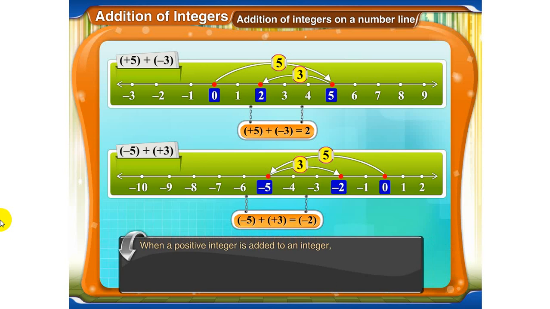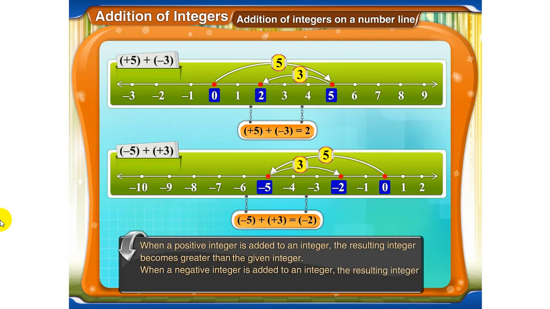When a positive integer is added to an integer, the resulting integer becomes greater than the given integer. When a negative integer is added to an integer, the resulting integer becomes less than the given integer.